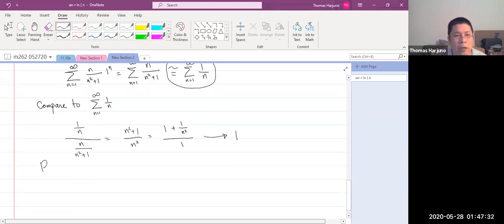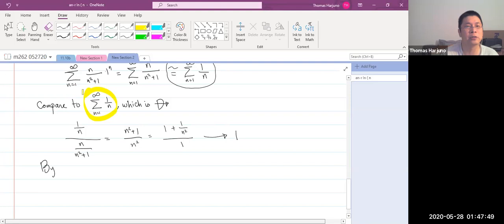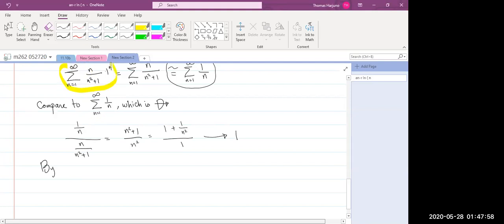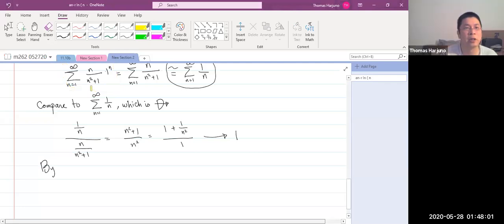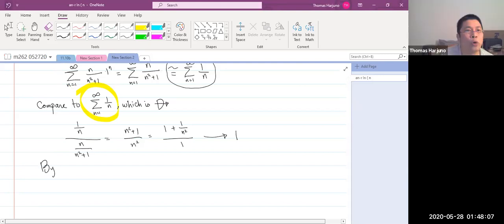So by the limit comparison test, we know this is divergent. Why is it divergent? The limit comparison test only shows that those two share the same behavior. But my question is, why is this divergent? Oh, harmonic series. Or you can also say p-series with p equals 1. Divergent by harmonic series.